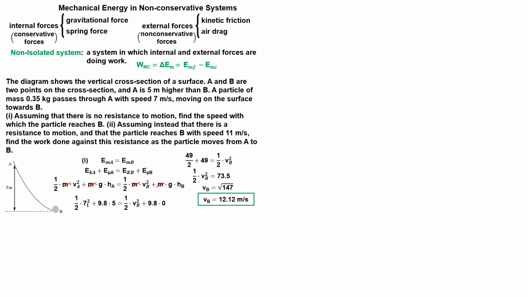In the second part of the question, we must consider that there is friction between the particle and the environment. So this is a non-isolated system. The mechanical energy at state A is not the same as the mechanical energy at state B. The mechanical energy at state B is equal to the mechanical energy at state A minus the amount stolen away by friction. In other words, the change in the total mechanical energy of the system is equal to the energy dissipated by friction.